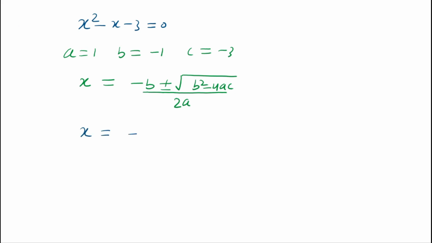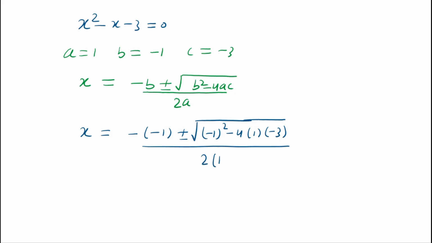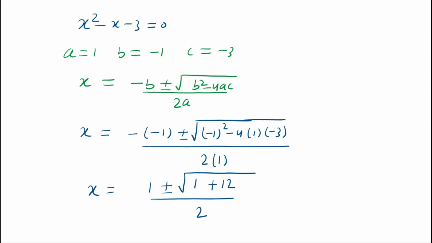Then x equals minus the value of b, which is minus 1, plus minus square root of b squared, with b equal to minus 1, minus 4 times the value of a, which is 1, and the value of c, which is minus 3, divided by 2 times the value of a, which is 1. Then this minus multiplied by this minus 1 gives plus 1, plus minus square root of minus 1 squared is 1, minus 4 times minus 3 is 12, divided by 2. Then x equals 1 plus minus square root of 1 plus 12, which is 13, over 2.